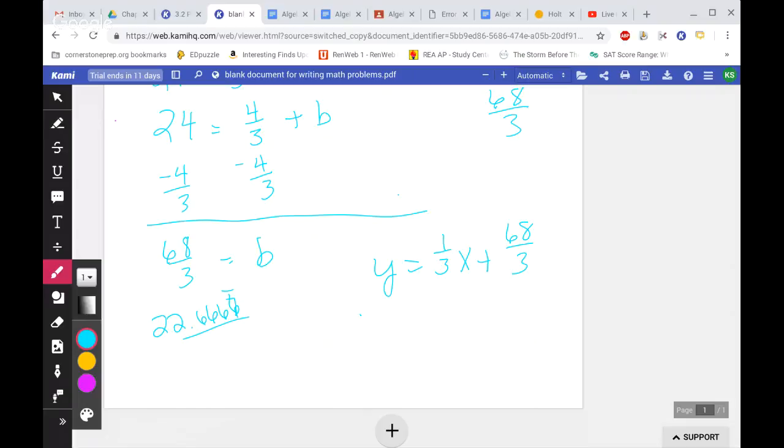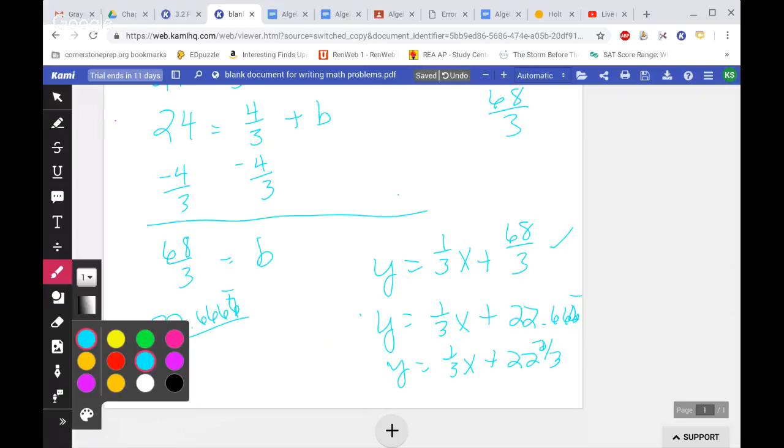Okay, so if you write it like Miss Sparks and keep it in fractions, it looks like this one. If you write it like Courtney, it would look like this. Or you could do a combination of Courtney and Miss Sparks, and it would look like that. Any of those are acceptable.